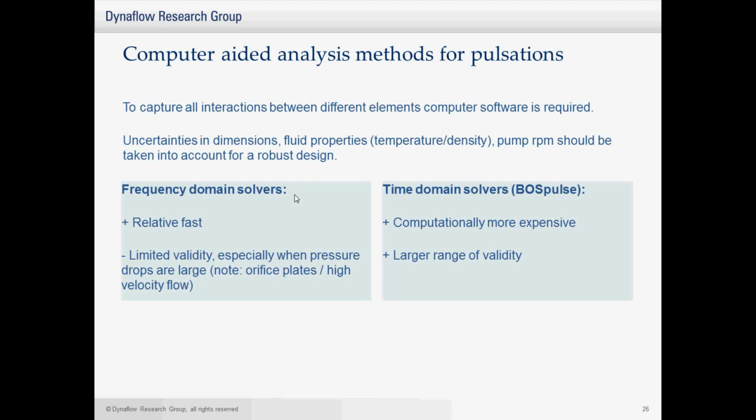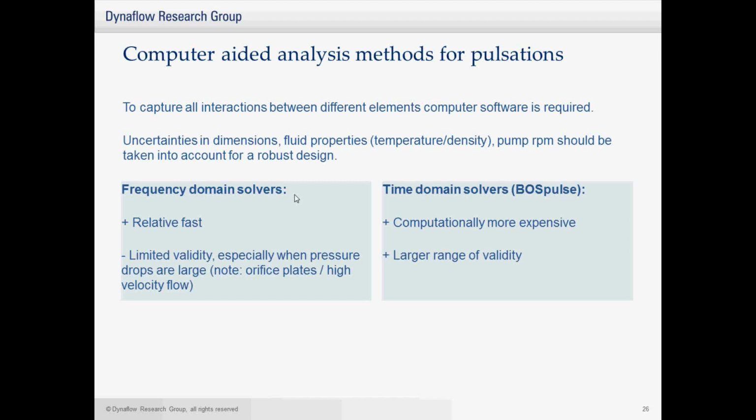Because you can imagine if your dimensions are a little bit off, your natural frequencies change. If your fluid properties change a little bit during operation, so the temperature of your fluid changes, then the density changes, and then also the speed of sound changes. And this also changes the natural frequencies. And then finally, the pump RPM: you don't just want to have a robust system at 300 RPM and then suddenly have excessive pulsations when you run your pump at 302 RPM. So you should take into account all these small uncertainties in your study.